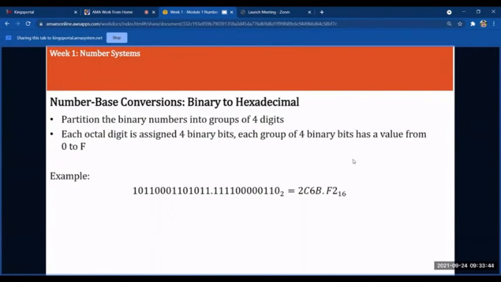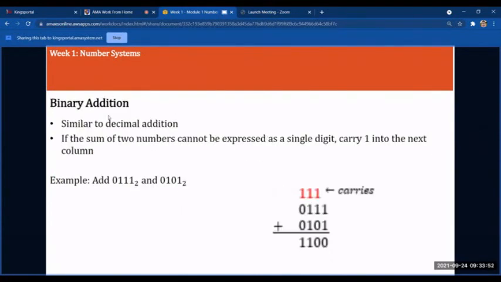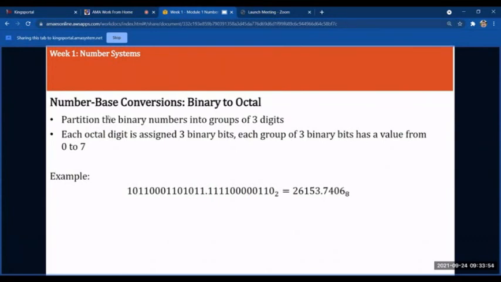So pag binary naman to hexadecimal, siya naman ipapartition mo by 4 naman. Kung si octal is by 3, si hexadecimal naman is by 4 po. Pero this time, gagamit tayo from 0 to F.